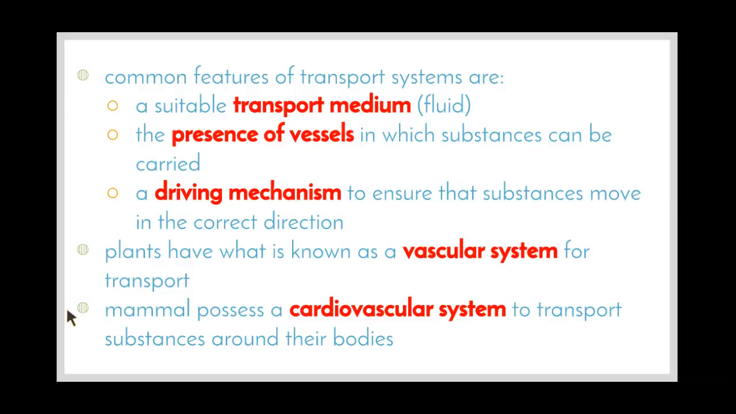Plants have what is known as a vascular system for transport, which is made up of the xylem and phloem. We looked at xylem and phloem a little bit in year 11, and we'll be having a look again at the specific mechanisms involved in the transport of substances in those two vascular tissues. And mammals, such as humans, have a cardiovascular system, so a system of blood vessels, veins, arteries, capillaries that ensure that the blood travels around the body in one direction and transports different substances to and from cells.